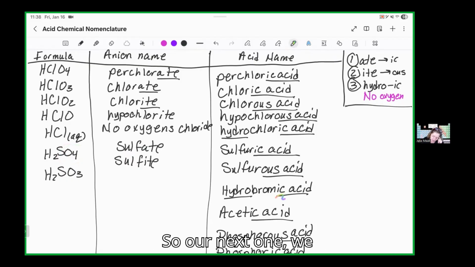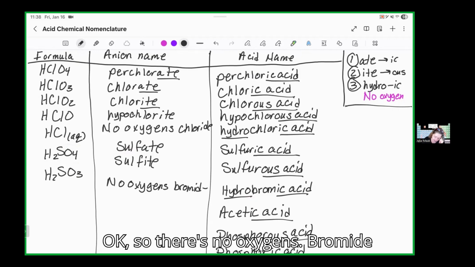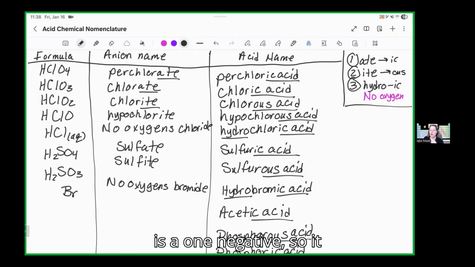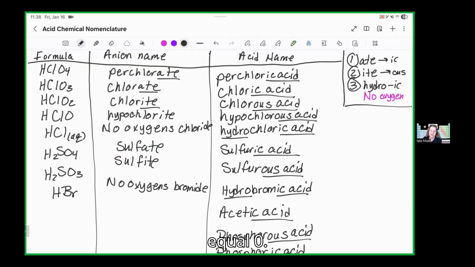So our next one, we have another hydro-ic acid. So hydro means there's no oxygens. So it's hydrobromic, so we know there's no oxygens. That was bromide, was the ion. Okay, so there's no oxygens. Bromide is a 1 negative, so it needs 1 hydrogen to make that equal 0.